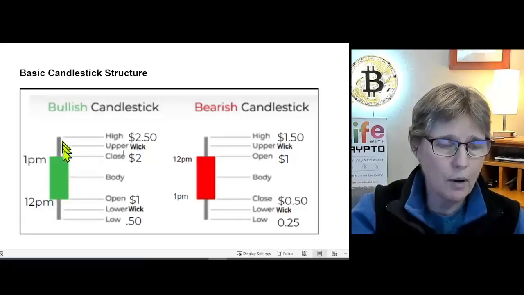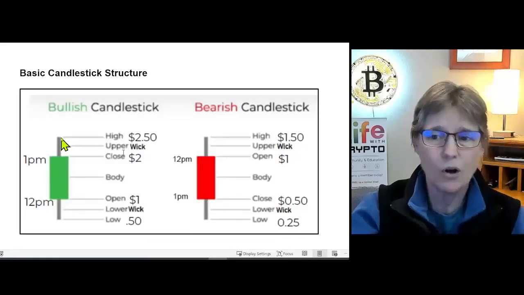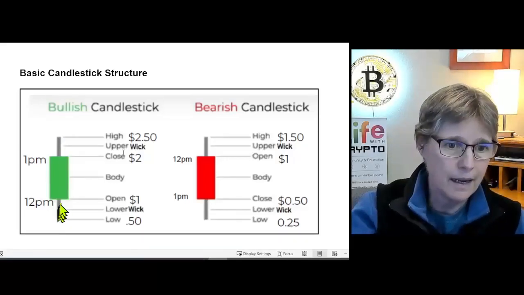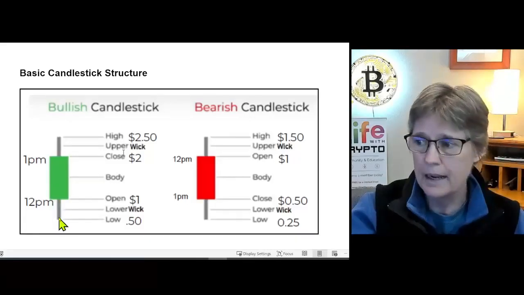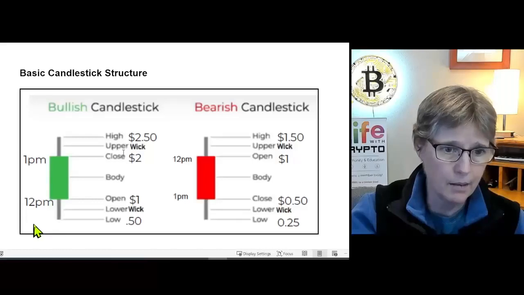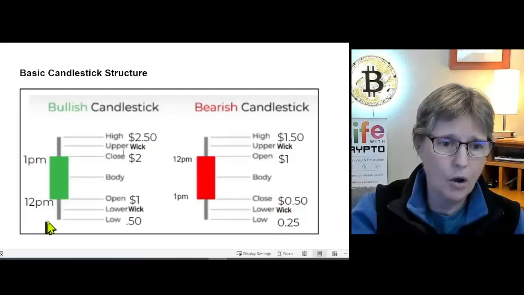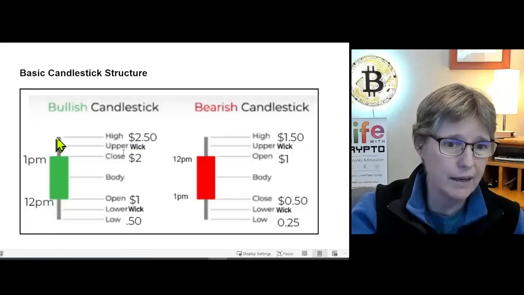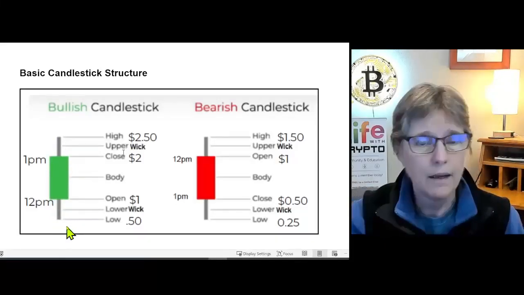The little part that sticks out the top, most people call a wick. I sometimes call it a tail. The part that sticks out the bottom is also called a wick or a tail. Years ago when I studied trading, the candlestick people I studied called these shadows. I don't hear them called shadows much anymore. So, a wick or a tail.